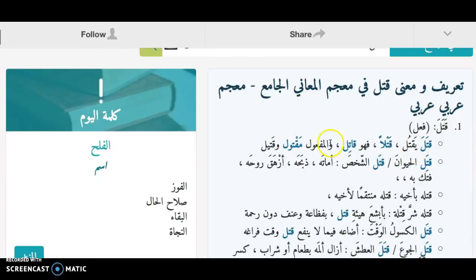And then the first line gives you the forms. So qatala, that's the madi. Yaqtul, that's the present, مضارع. And we haven't done this one. The third one, فهو قاتل, that's the fa'il, because it's saying فهو, then he is قاتل, so that's the fa'il.